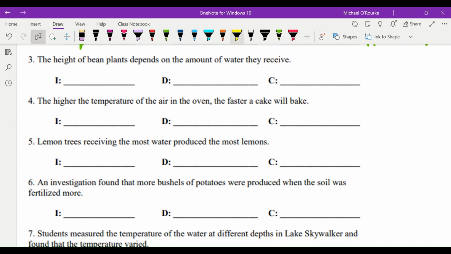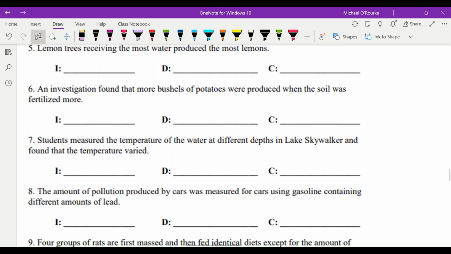Now, after I read it, pause it, see if you get it right here. The height of the plant depends on the water it receives. Now, these ones are literally giving you the answer. So this one, the height depends on the water.